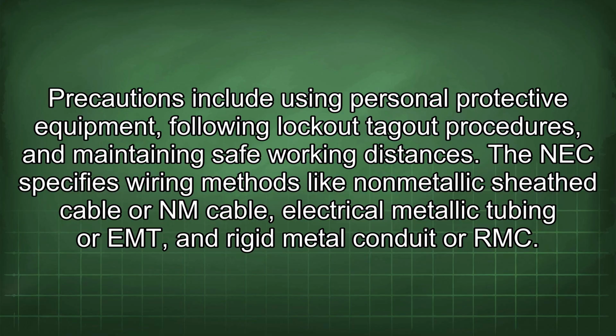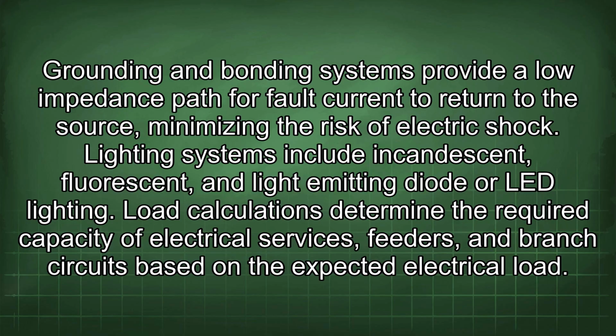The NEC specifies wiring methods like non-metallic sheathed cable or NM cable, electrical metallic tubing or EMT, and rigid metal conduit or RMC. Grounding and bonding systems provide a low impedance path for fault current to return to the source, minimizing the risk of electric shock. Lighting systems include incandescent, fluorescent, and light-emitting diode or LED lighting.